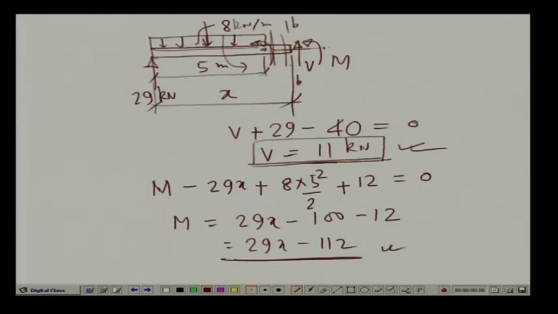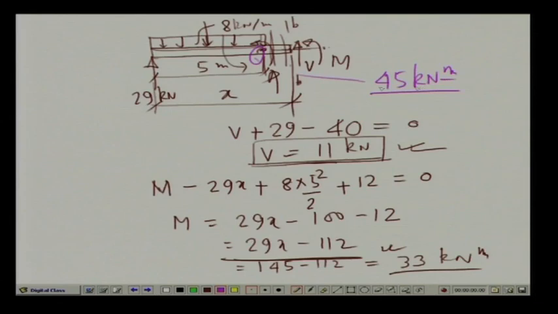Now, what happens here is that there is an immediate change in the value of the bending moment as we go from this end to this end, because we have a concentrated moment over here. So, if we substitute the value of x as 5, then this is equals to 145, and 145 minus 112, this is equals to 33 kilonewton meter. Now, what happens is that on the left hand side, which we had calculated from the previous expression, we had obtained that the bending moment at this point was 45 kilonewton meter. Now, that was the limiting point.